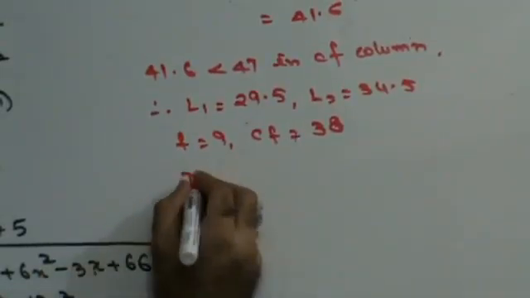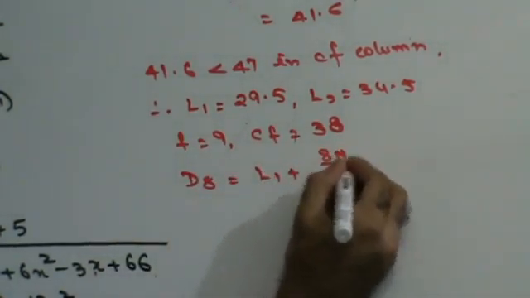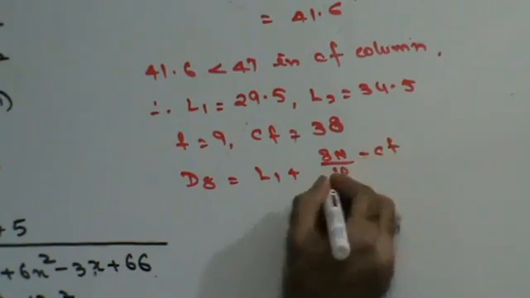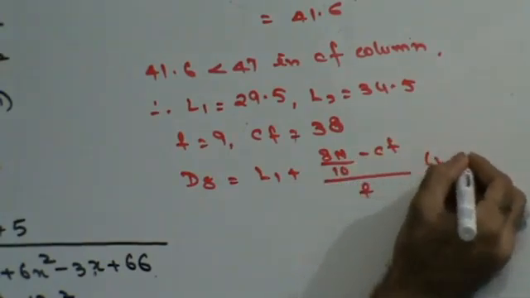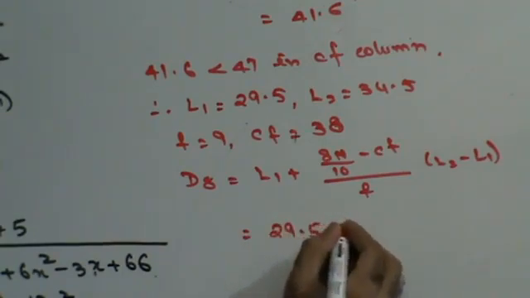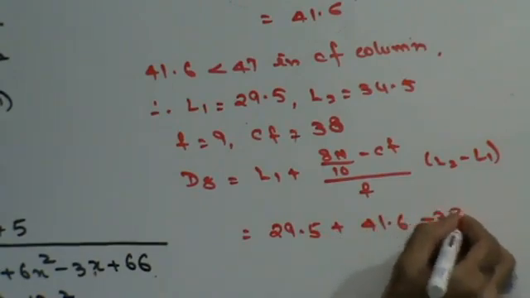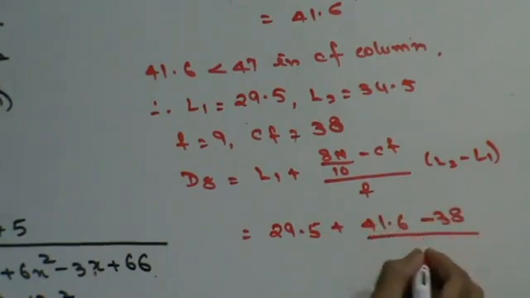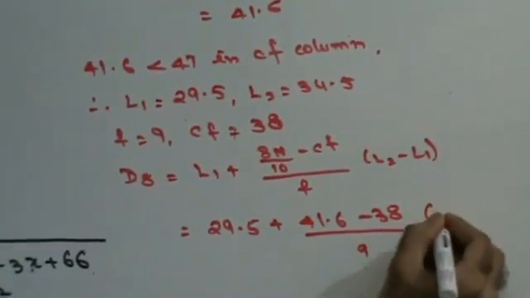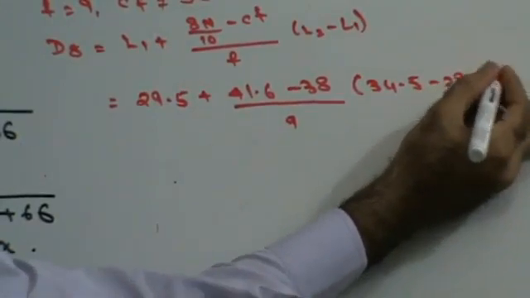In that case D8 is given by the formula L1 plus 8n by 10 minus CF upon F, into L2 minus L1. L1 is given to you as 29.5 plus 41.6 minus CF upon F. F you found out as 9. L2 minus L1, 34.5 minus 29.5.